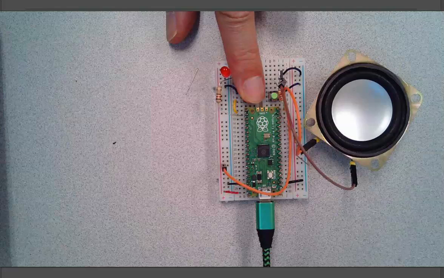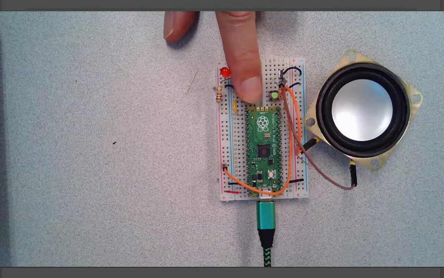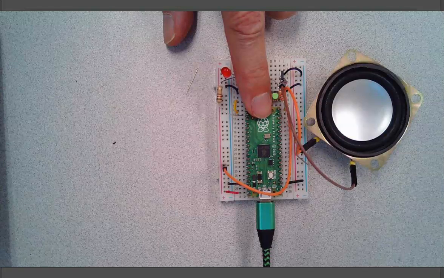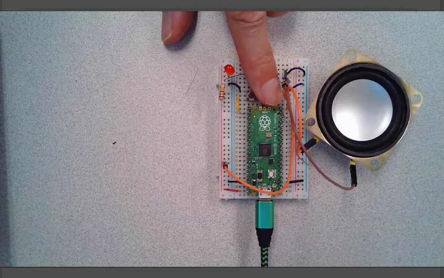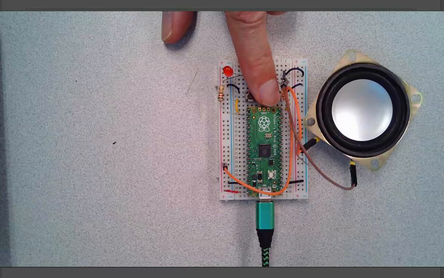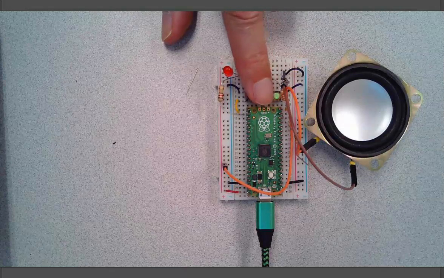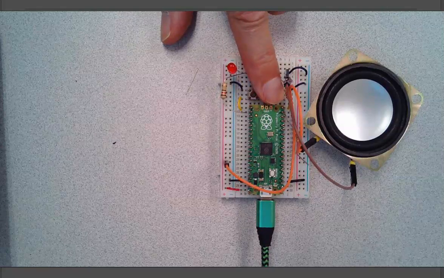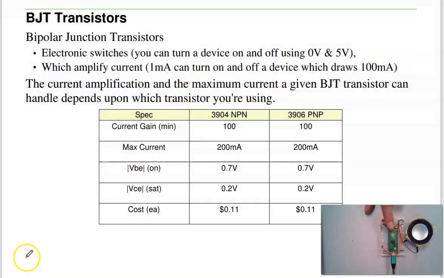They basically act as switches or current amplifiers. They can take something wimpy, like a Raspberry Pi Pico, crank up the power, so instead of just doing 3.3 volts at 10 milliamps, I can do 9 volts or 5 volts at 600 milliamps in this case. So how does that work?